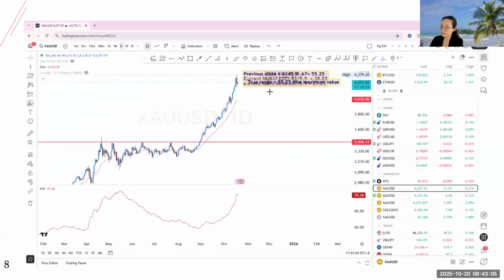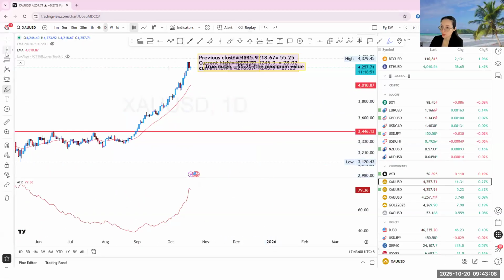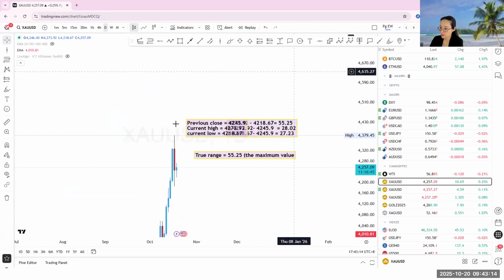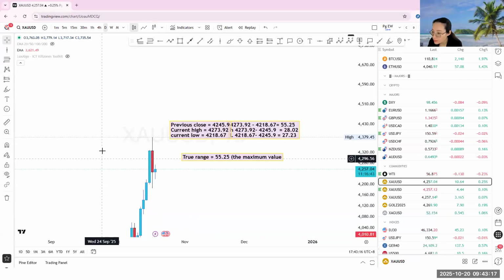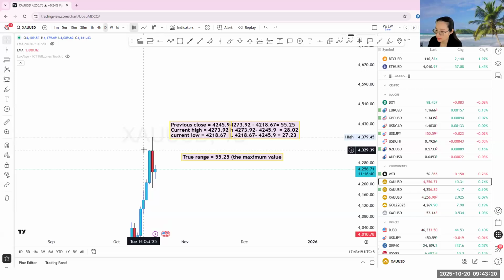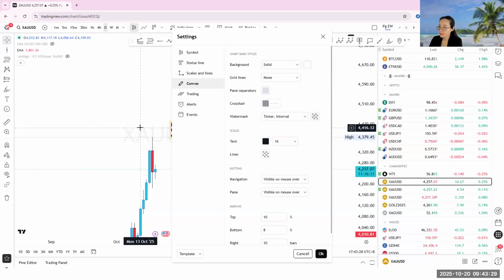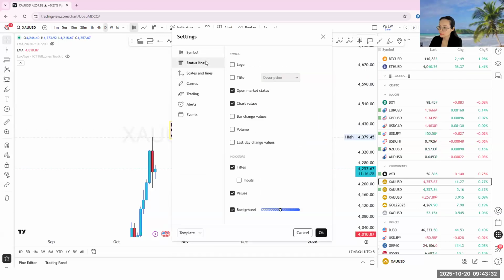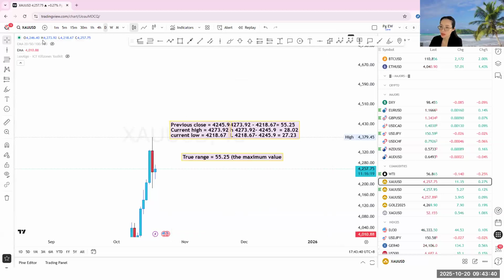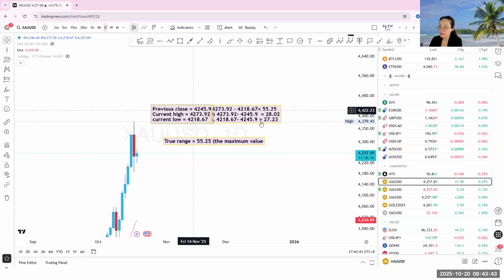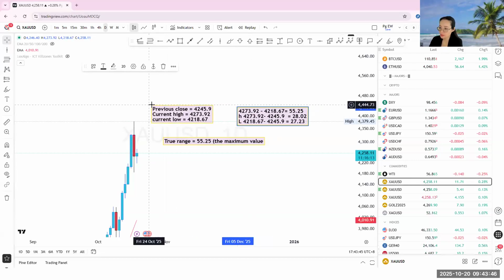Let's do it here. I worked this out just now for you guys, on the D1. You don't need to use the mouse to find the value. What you need to do is go to settings, open market and chart values. You can tick it or untick it. If you untick, you cannot see it; if you tick, you will see. So we don't need to find the high and low, just use this number. The only number you need to find is the previous close.